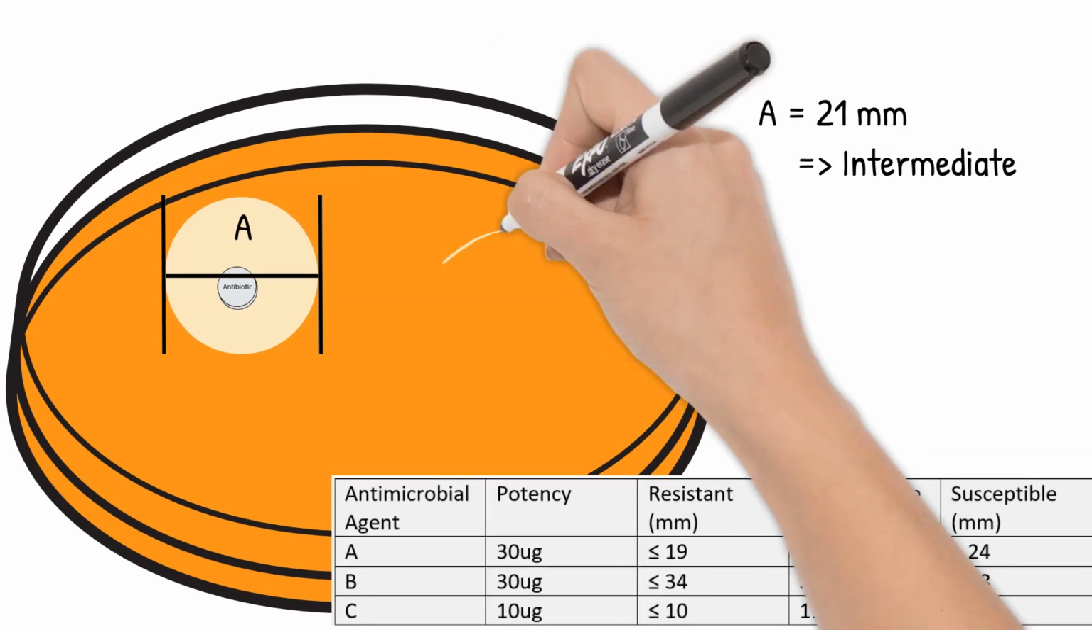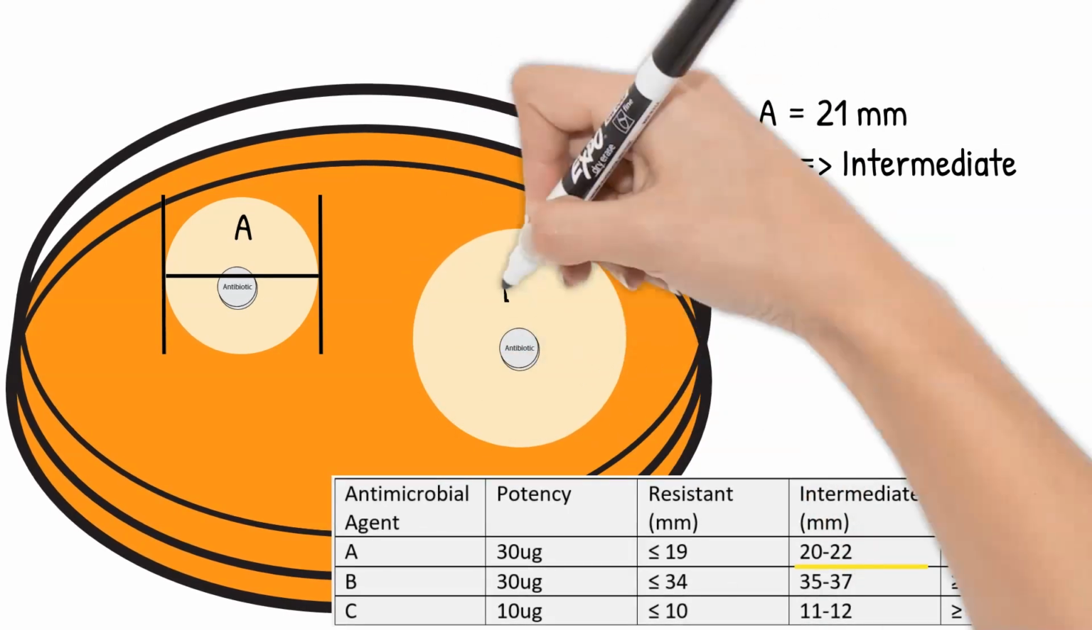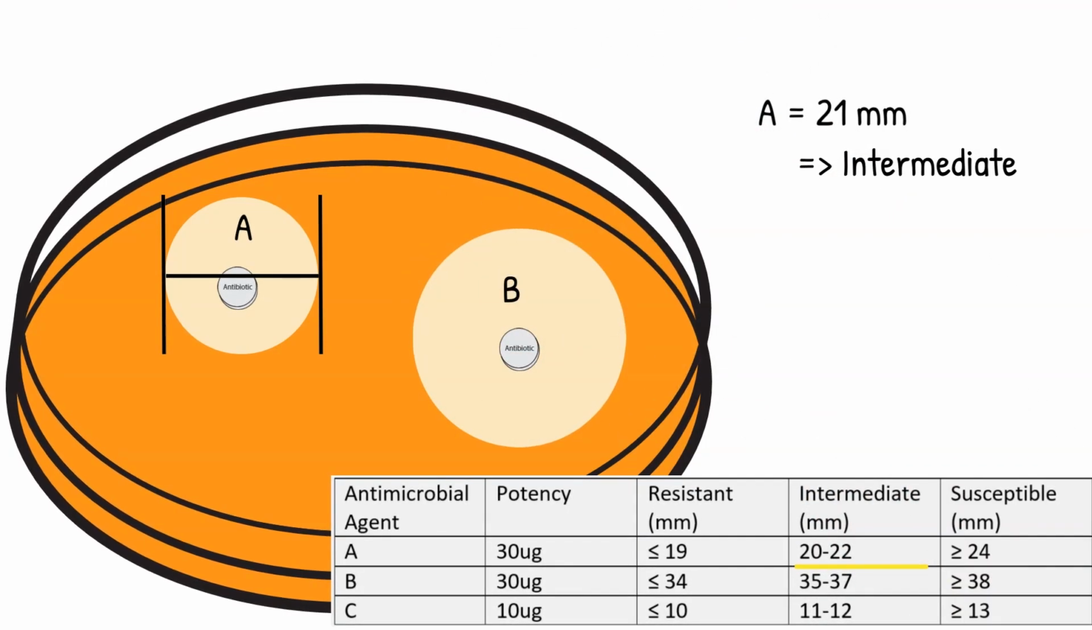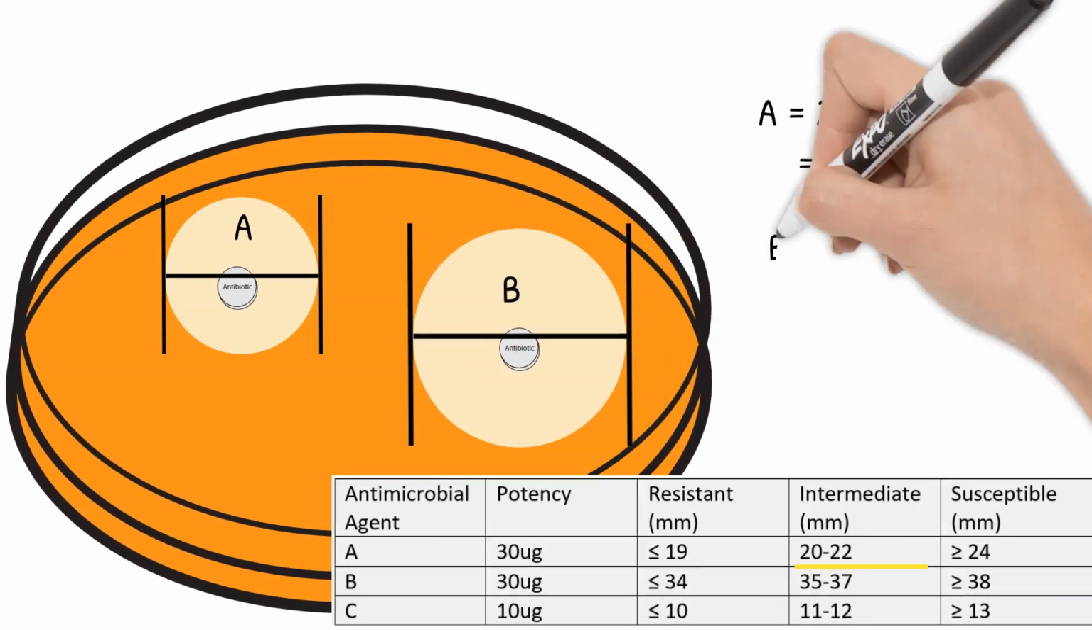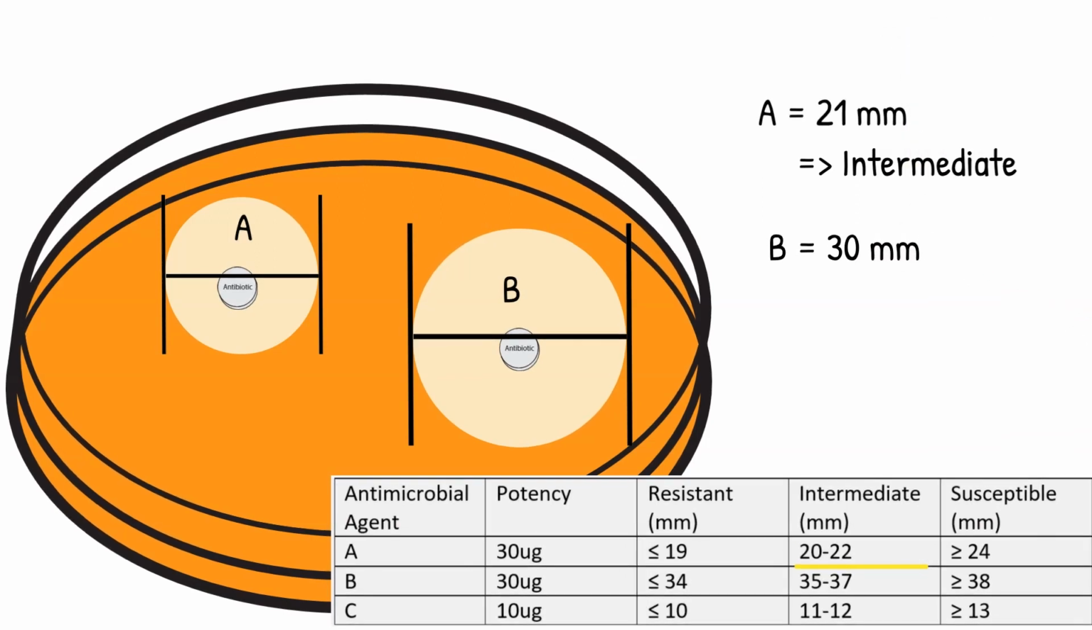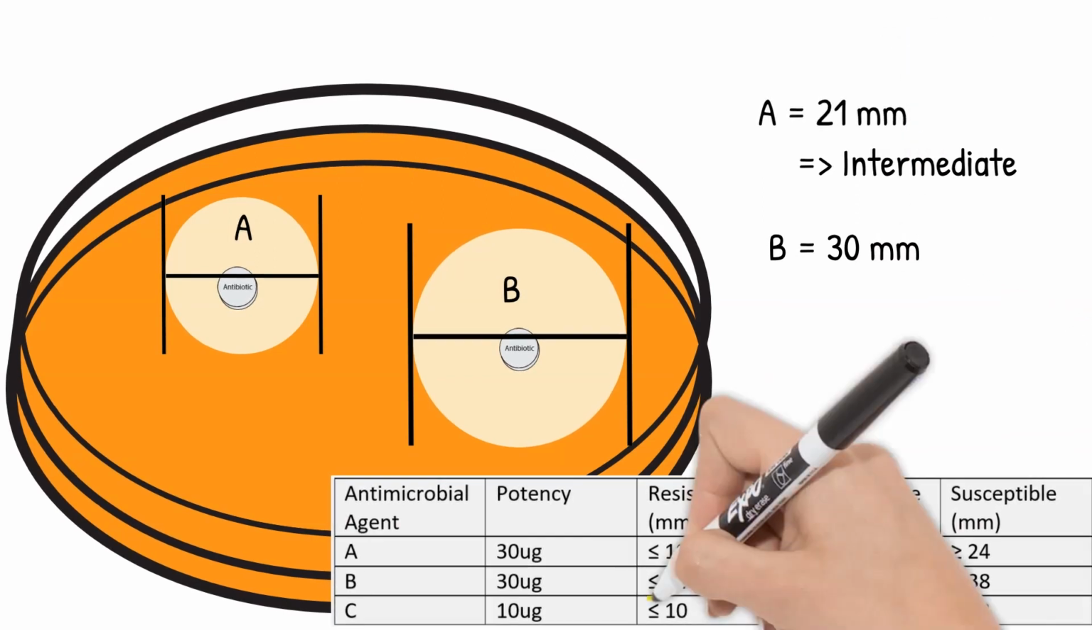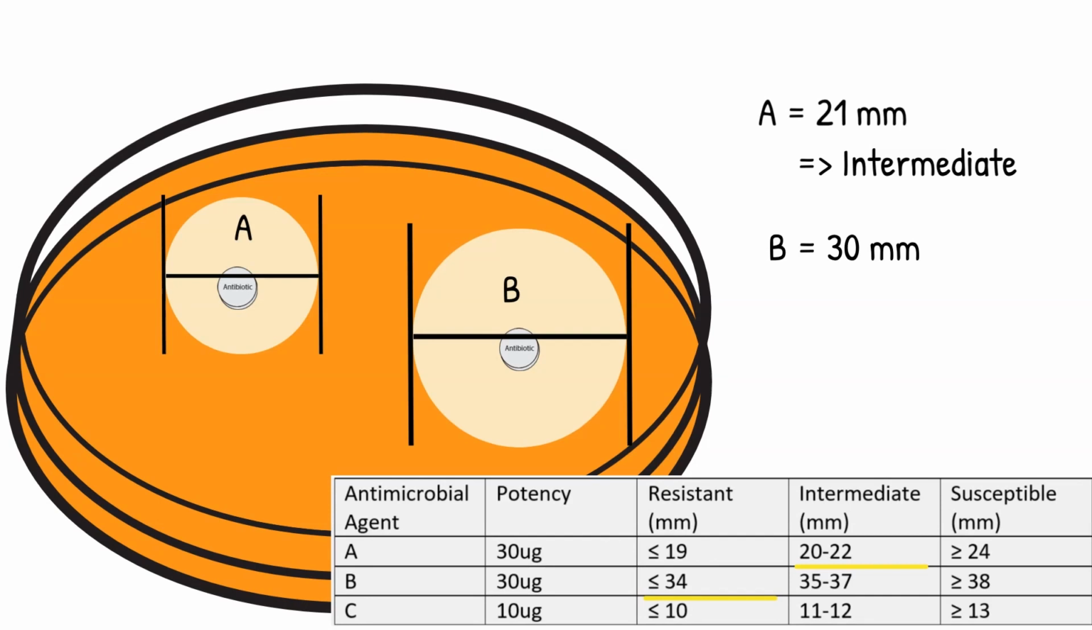Next, this B. It looks like it will be susceptible because the zone is quite large. However, that is a mistake. You cannot just look at it. You have to measure the zone of inhibition to know if the organism is resistant, intermediate, or susceptible. Okay, it is 30. When I compare to the table, this B is resistant. Antibiotic B will not work for patients with these infections at this dosage.